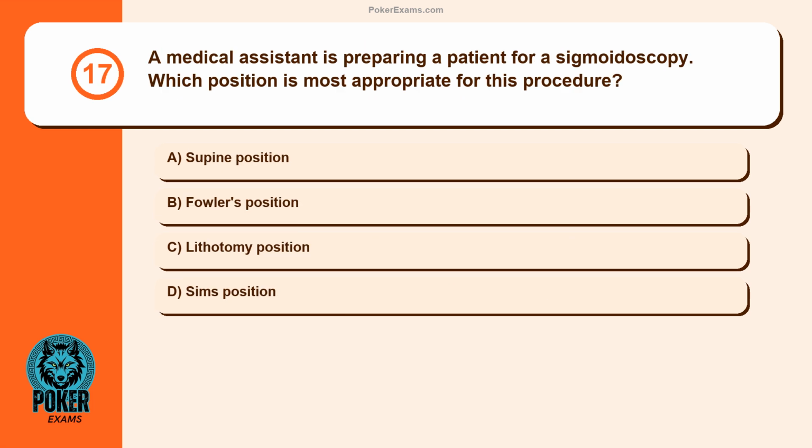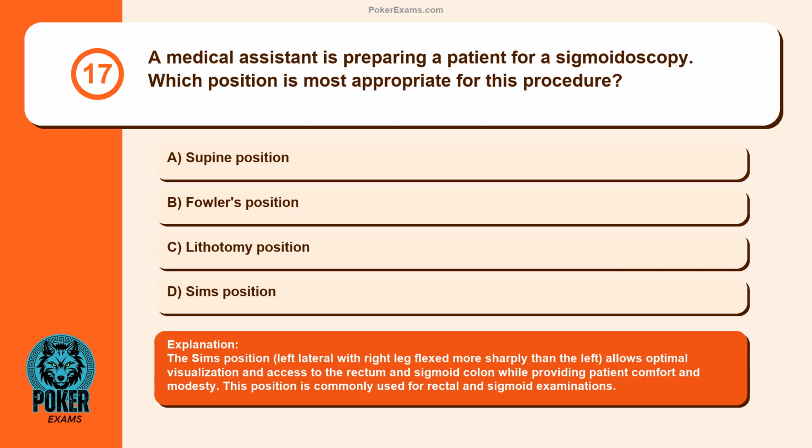Question 17. A medical assistant is preparing a patient for a sigmoidoscopy. Which position is most appropriate for this procedure? Supine position, Fowler's position, lithotomy position, Sims position.